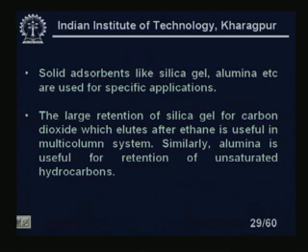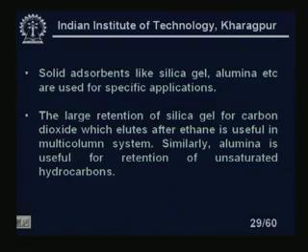The large retention of silica gel for carbon dioxide, which elutes after ethane, is useful in multi-column systems, okay, because there is large retention, it will retain it for a longer time. So, it will obviously help to get a better peak. Similarly, alumina is useful for retention of unsaturated hydrocarbons, because we have to retain them, right. So, that is the thing about the packing materials.